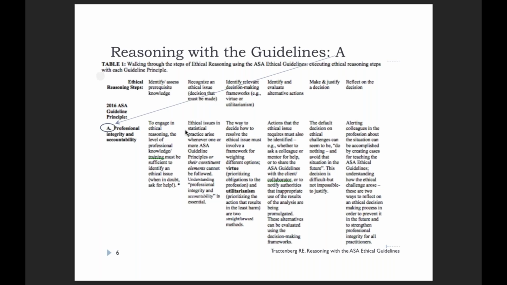I want to pause here momentarily to point out that the actual engagement of ethical reasoning steps in your use or development of an understanding of the guidelines, you can see from this table, is quite complex. Knowing what the guidelines are isn't sufficient. For example, to engage in ethical reasoning, the level of professional knowledge or training that you have has to be sufficient in order to identify the ethical issue. And if you're not sure, you should recognize that you're not sure, recognize that you need help, and then actually ask for help. Asking for help is in itself a challenge because you may or may not have access to an ombudsman or ethics consultation at your institution. So just knowing that you have obligations to maintain and exercise your professional integrity may not be sufficient to really use the guidelines.